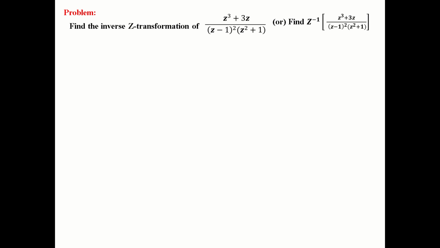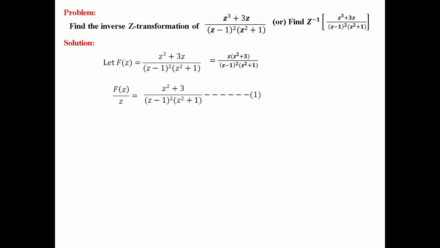Right. Let us take capital F of z, which is equal to (z cube plus 3z) divided by (z minus 1) square into (z square plus 1). Taking z outside in the numerator, you will get z into (z square plus 3) by (z minus 1) square into (z square plus 1). So dividing both sides by z, f of z by z is equal to (z square plus 3) by (z minus 1) square into (z square plus 1), right? That is equation number 1.